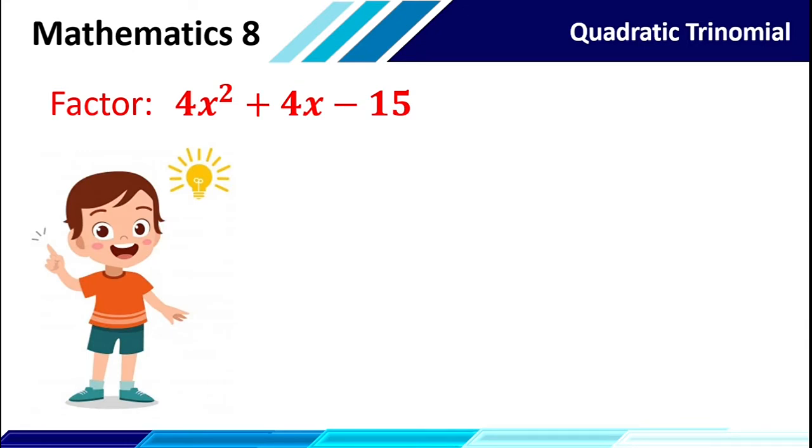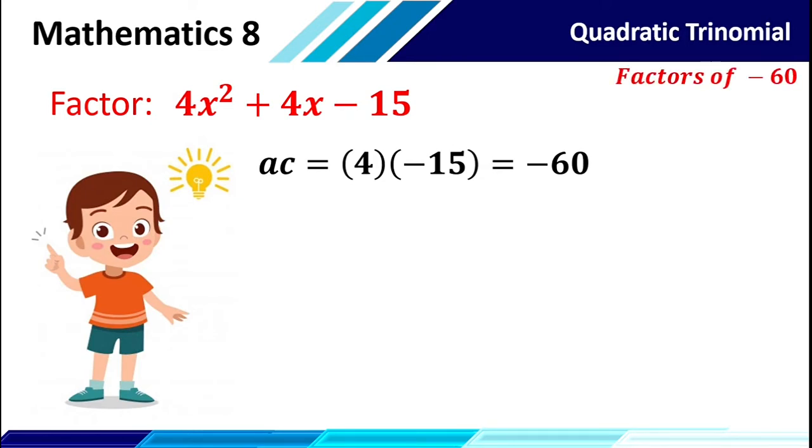Now let's have our second example. We have here 4x squared plus 4x minus 15. The first thing that we need to do is to check whether there is a common monomial factor. 4 and 15 don't have a common monomial factor. Therefore, let's proceed to finding AC. We know that the value of A is 4 and the value of C is negative 15. 4 times negative 15 is negative 60. Therefore, let's find the factors of negative 60.